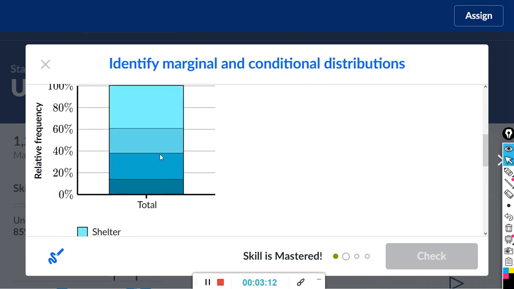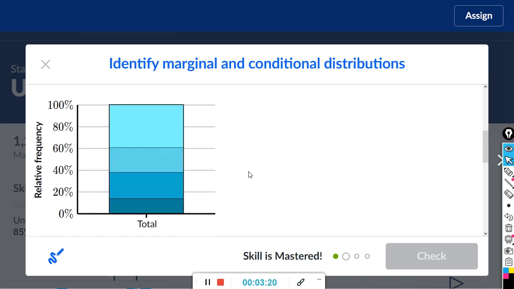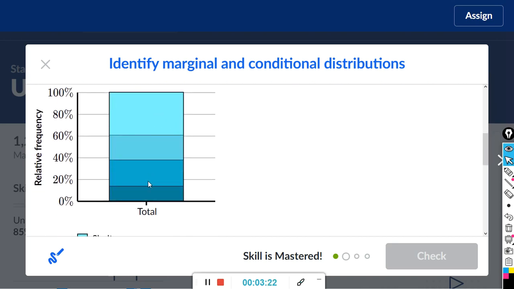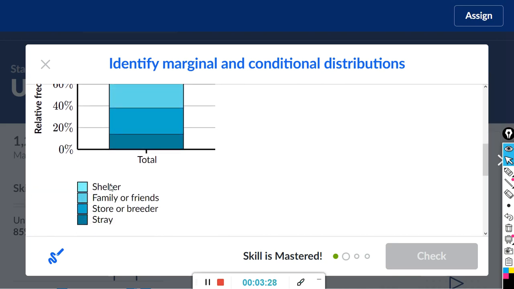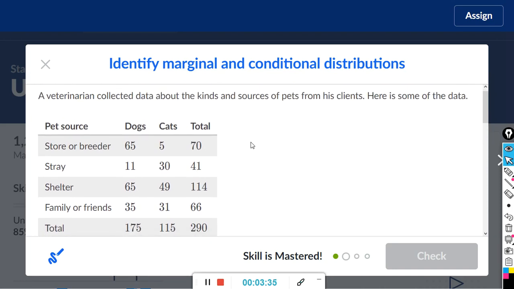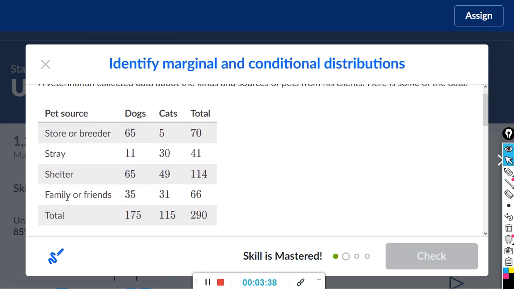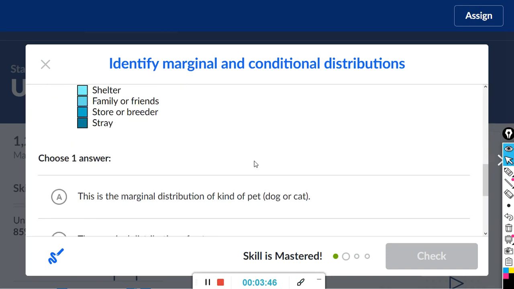So the percentage for each one, like for the store or breeder, is going to be 70 divided by 290. You don't have to do that. They did it already on the graph for you. But since they're giving you the percentages for these topics, which are the pet source, this is going to be a marginal distribution. Before I even look at the answers, I can tell this is a marginal distribution for pet source because these are based on totals. These aren't limited to any topic.